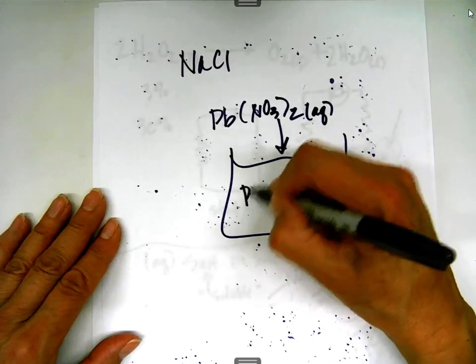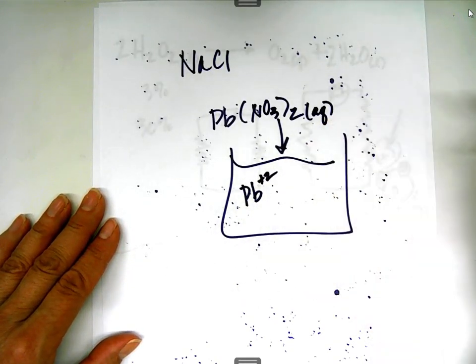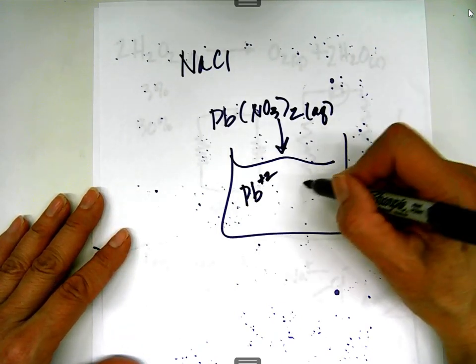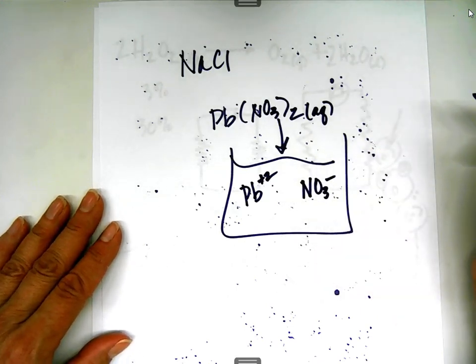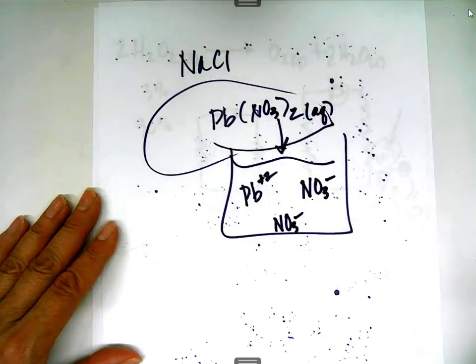I have some lead ions. What would be the charge on my lead ions? +2. What else would I have in there? This goes back to your nomenclature. I have some nitrate polyatomic ions. So what would be the ratio of nitrate to lead? 2:1. All right.